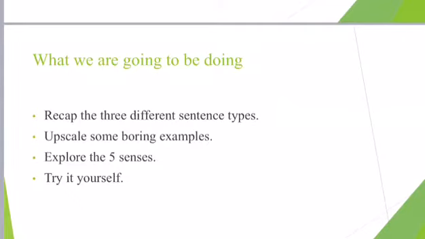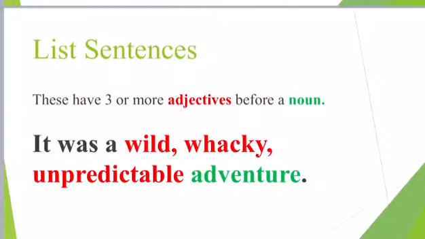Just to remind us, we're going to be upscaling some boring examples so we can see how we can go about making it more interesting. We're going to explore the 5 sentences before you then go and make some sentence examples for your product. So we'll start today with one of the easier sentence types to remember, and that is a list sentence. A list sentence is nice and simple because all it asks for you to do is to have 3 or more adjectives. Now remember, adjectives are descriptive words before a noun.